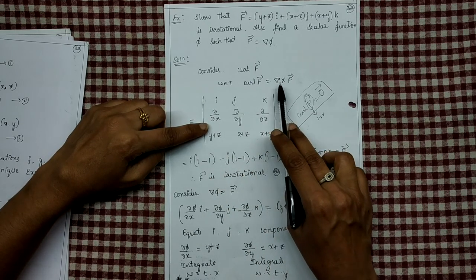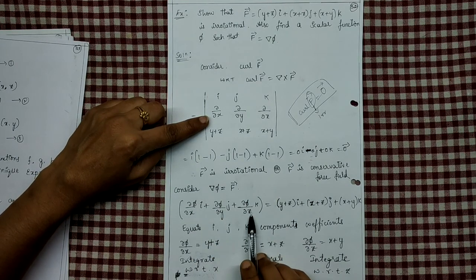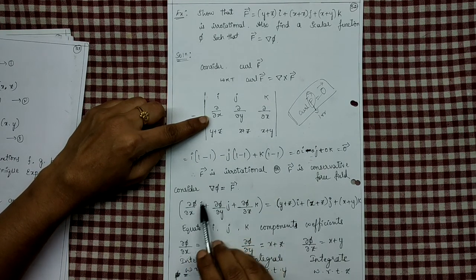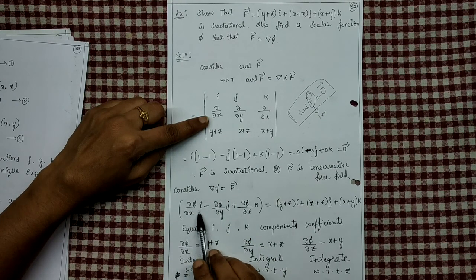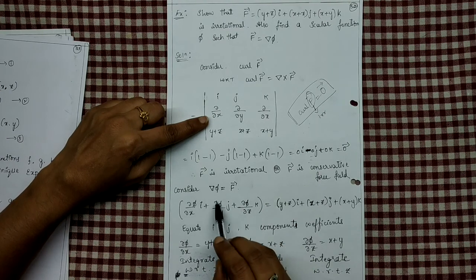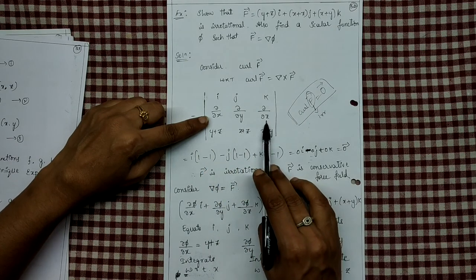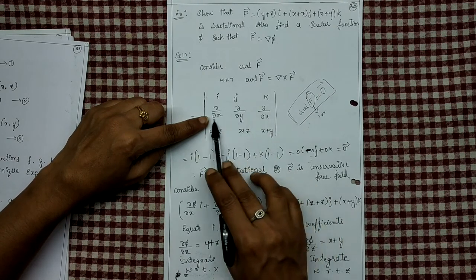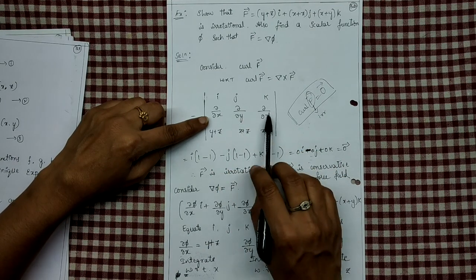See, i, j, k will be common, and the elements of the second row are del. Del is nothing but dou by dou x, dou by dou y, dou by dou z. Since it is phi, I have written phi; if it is not there, just del. Del is written as dou by dou x i cap plus dou by dou y j cap plus dou by dou z k cap. So only the coefficients of this i, j, k we have to write here, that is dou by dou x, dou by dou y, dou by dou z. These will always be the same for the three-dimensional coordinate system; this never changes.